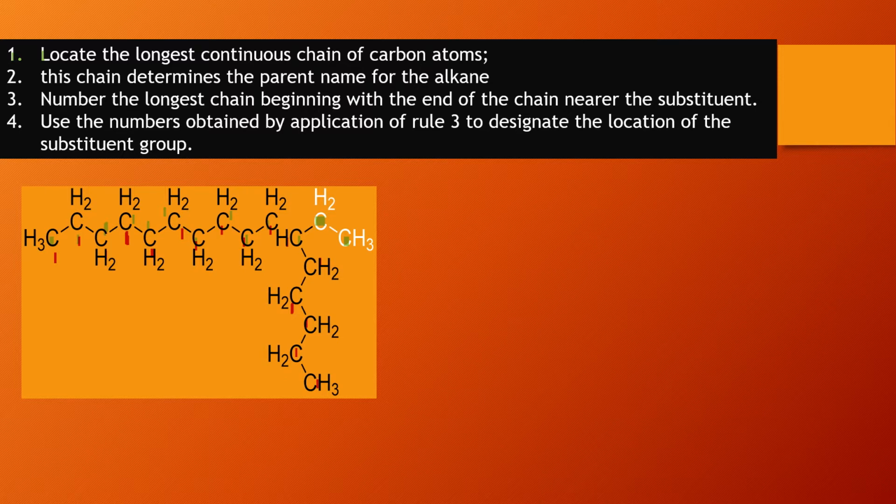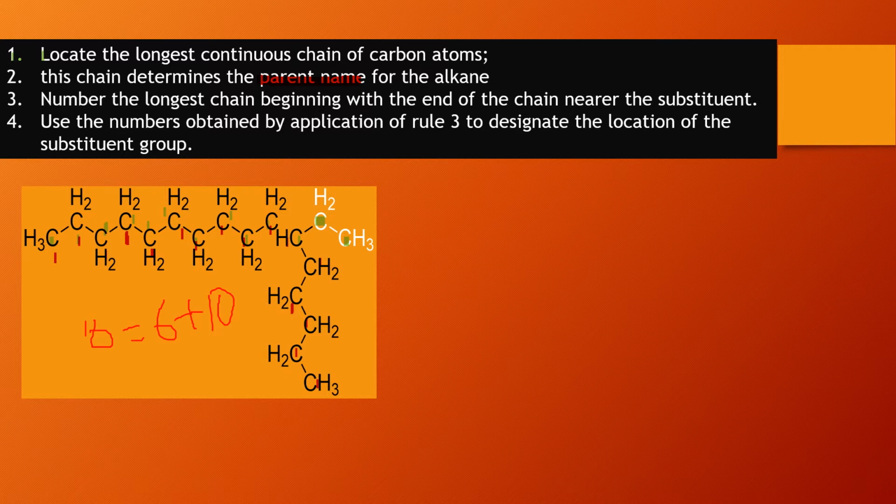The second point is, this chain determines the parent name for the alkane. So it will be the parent name, right? For 16 carbons, what do we use? 16 is 6 and 10. For 6 we use hex, and for 10 we use decane. So 6 and 10 is hexadecane. So the parent name is hexadecane, right?